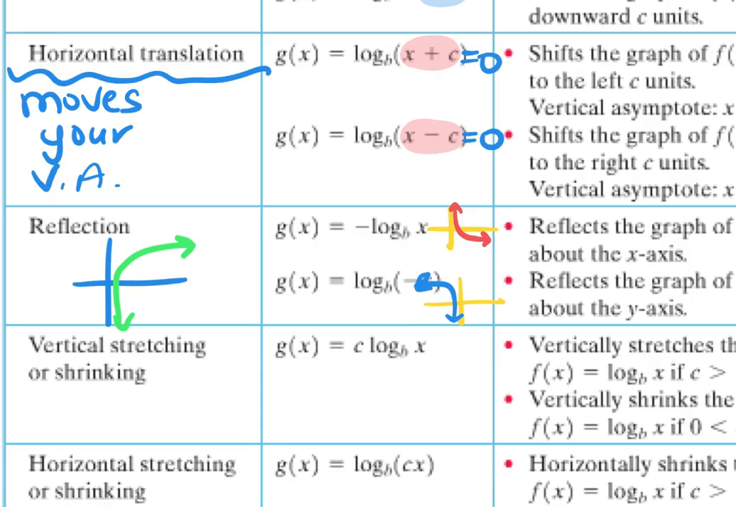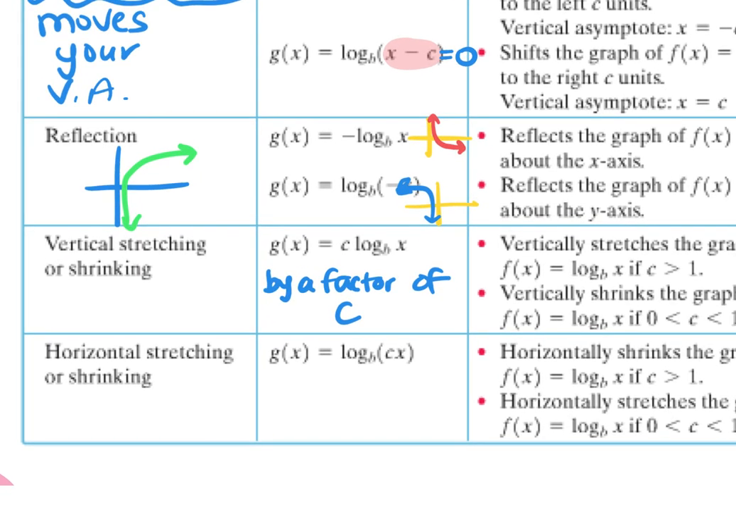The vertical stretch and shrink happens just like you would normally say. If there's a number on the front greater than 1, it's a vertical stretch or dilation by a factor of that number, by a factor of c. If it's in between 0 and 1, it's the same thing, by a factor of c, but it would be a vertical shrink.